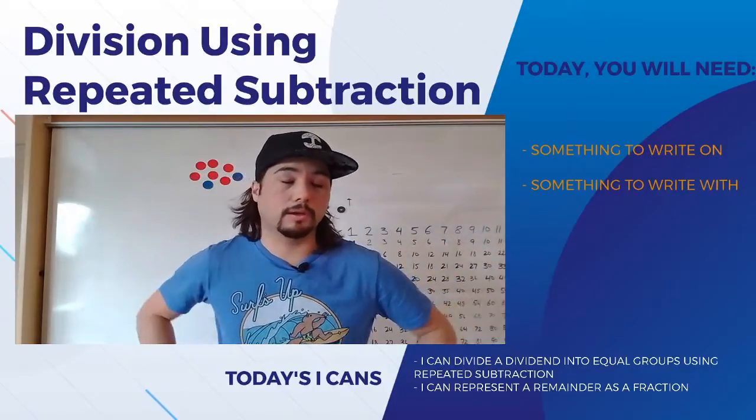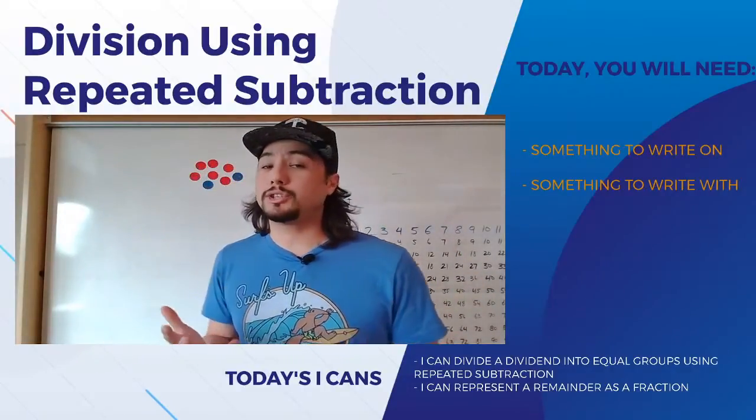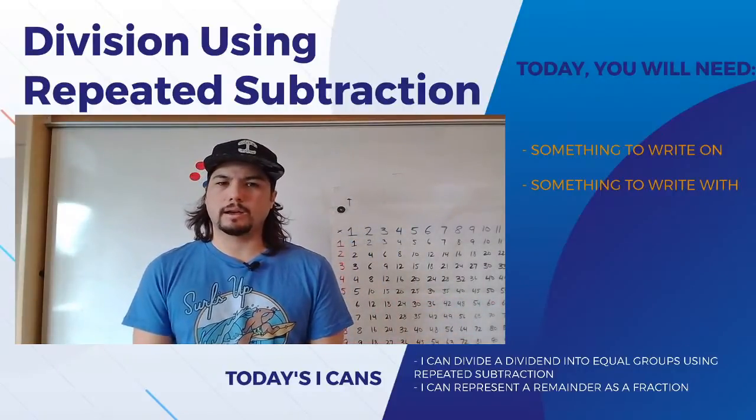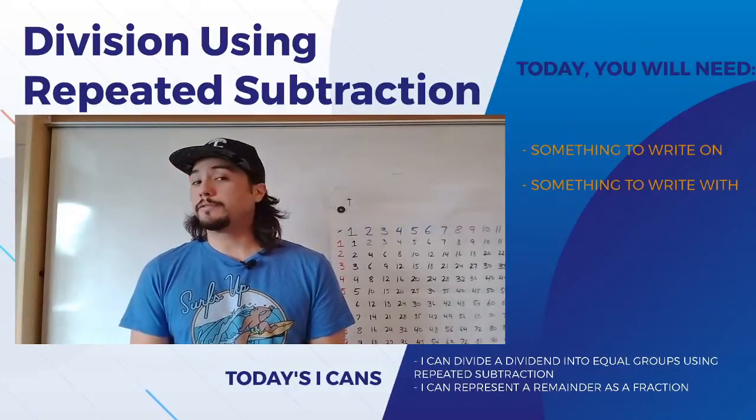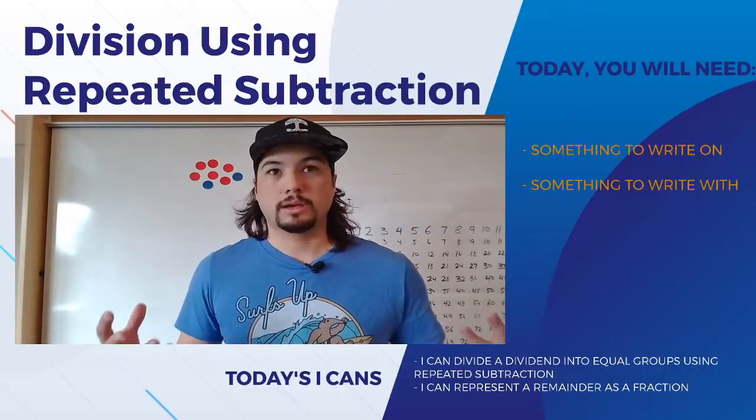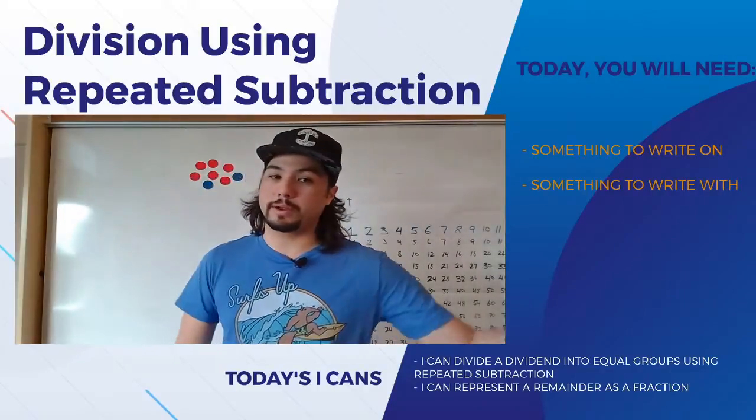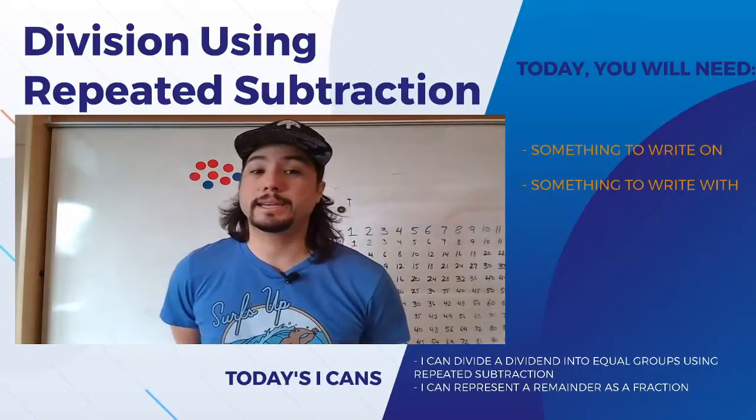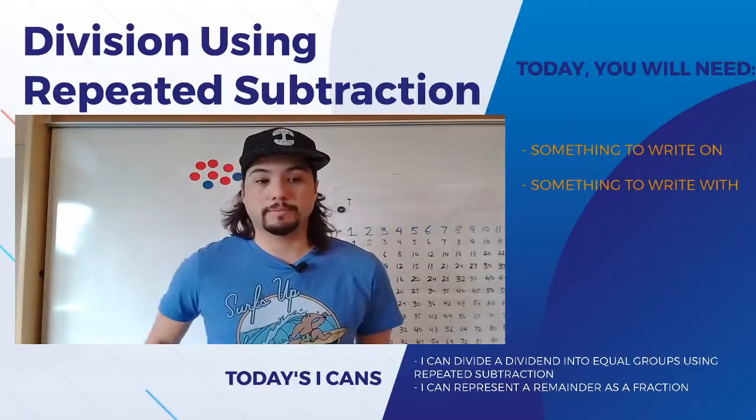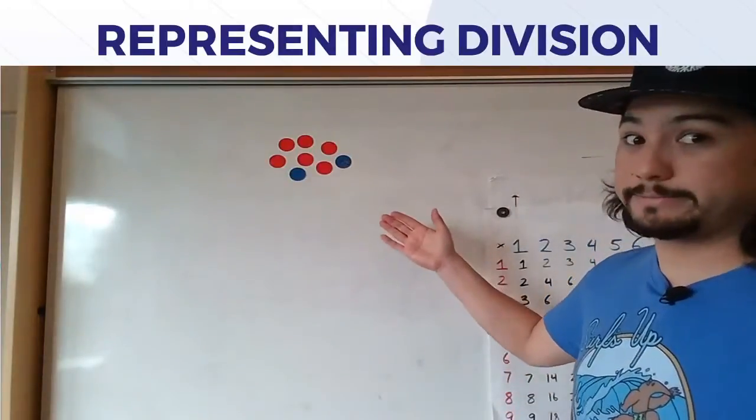Duh, of course, okay? Today, division using repeated subtraction. We're going to get into division of decimals in a little while. But let's review some of the strategies that we learned in 4th grade regarding division, so we have a stronger sense of where we're at when we add that decimal place. You're going to need something to write on and something to write with. The I cans say I can divide a dividend into equal groups using repeated subtraction, and I can represent a remainder as a fraction.